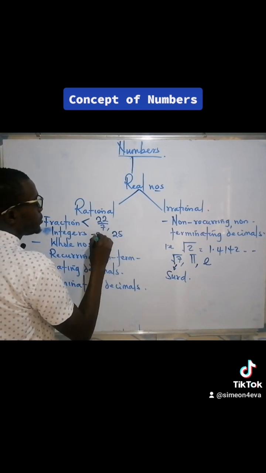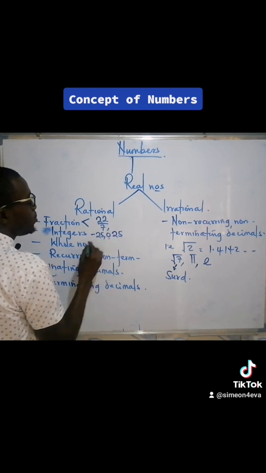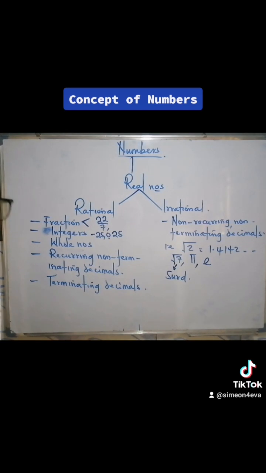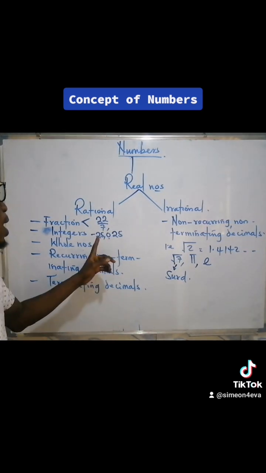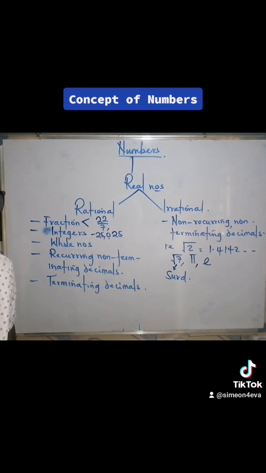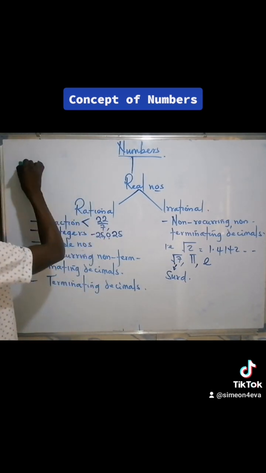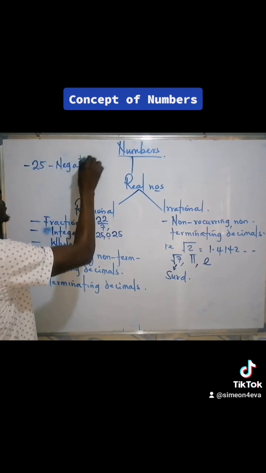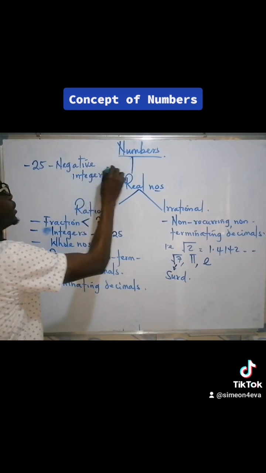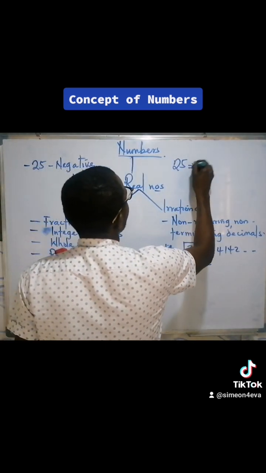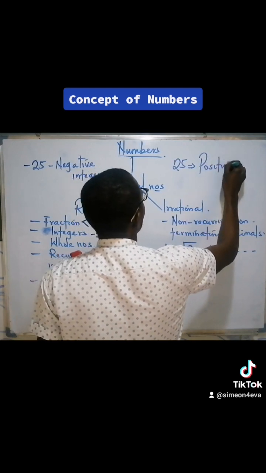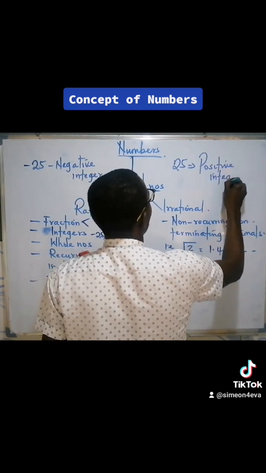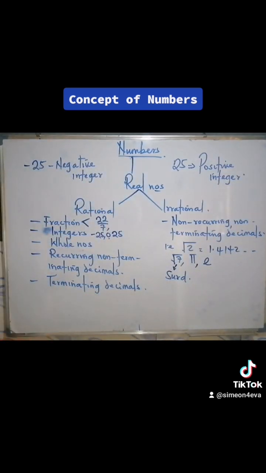Then integers. We have the positive integers, for instance, 25. We have the negative integer minus 25, and we have a neutral number 0. So every negative whole number and every positive whole number are called integers. So minus 25, for instance, is a negative integer. 25, for instance, is a positive integer. Please, you should be able to differentiate between both. 0 is called a neutral number, but it is an integer. I hope that is clear.